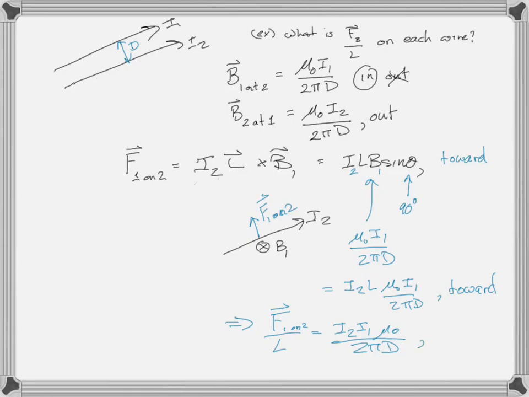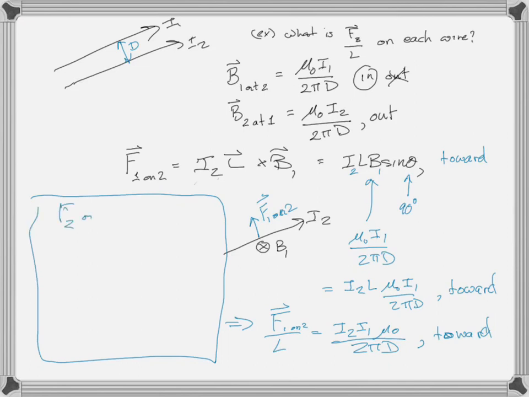And then that's attractive, or toward. Okay, sorry, we didn't finish because that's the force of 1 on 2. Now, let's go ahead. I'm just going to keep it on the same page and figure out the force of 2 on 1. Let's take the time to really go through this slowly. Just look at it. The force of 2 on 1 is going to be I1L cross B2.